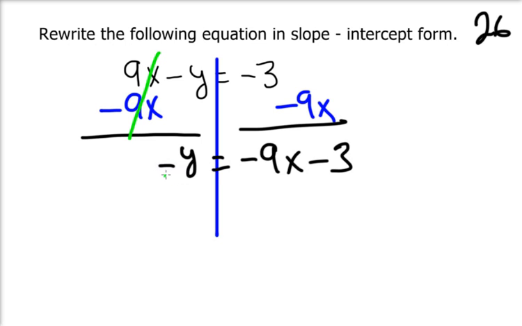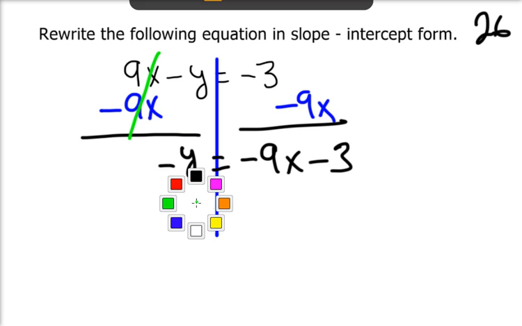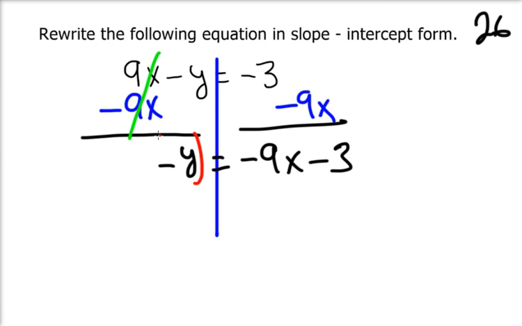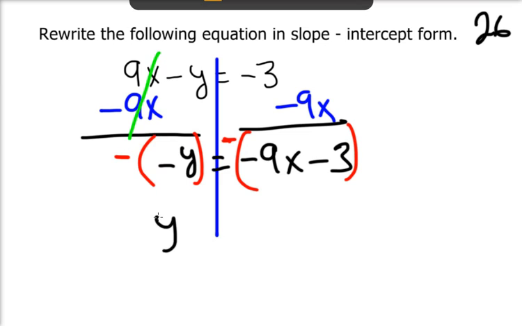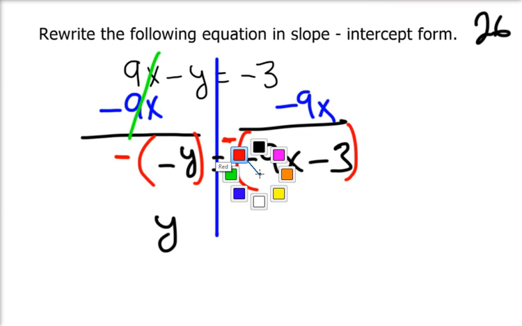Okay, so I have -y. I'm not solving for -y, I'm solving for just y. So I'm going to do the opposite. I'm going to multiply both sides by a negative. I'm just going to put a minus sign this time, but it's the same thing as -1. So the opposite of a negative is a positive y.